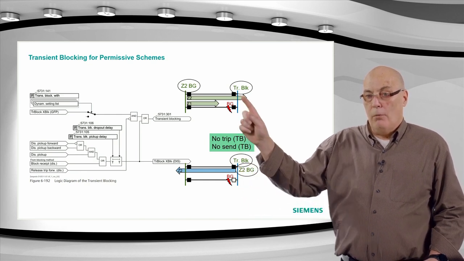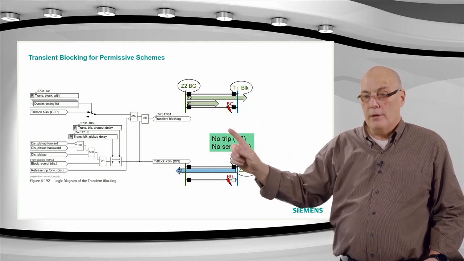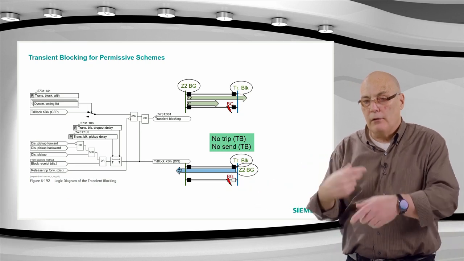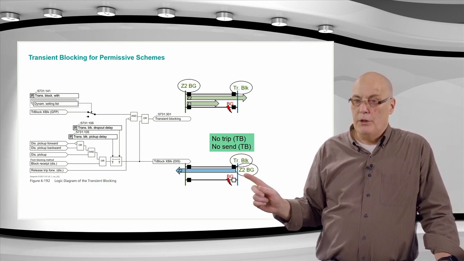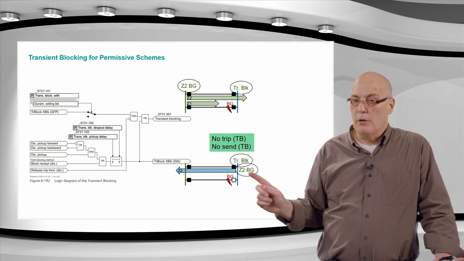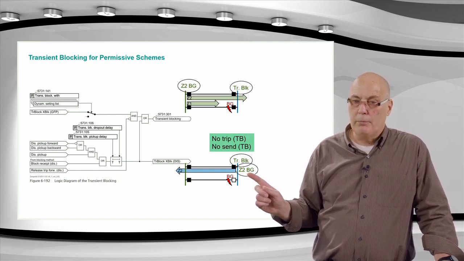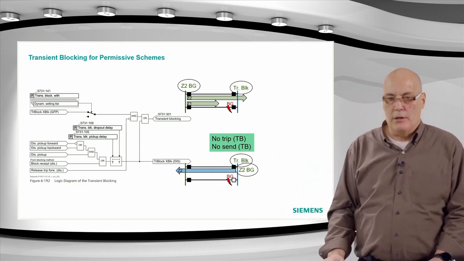Now remember, from the top here, this side was sending a signal, and when this reset happens, it will stop sending, but there is a channel turnaround delay. The received signal could still be present when we change to zone 2 pickup here. And remember, zone 2 pickup and receive would be trip. We would trip this breaker on that condition. For that purpose, you need the transient blocking.